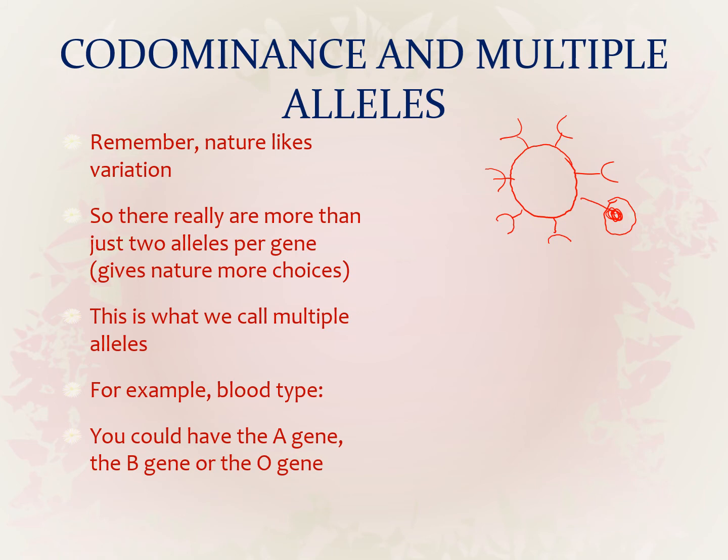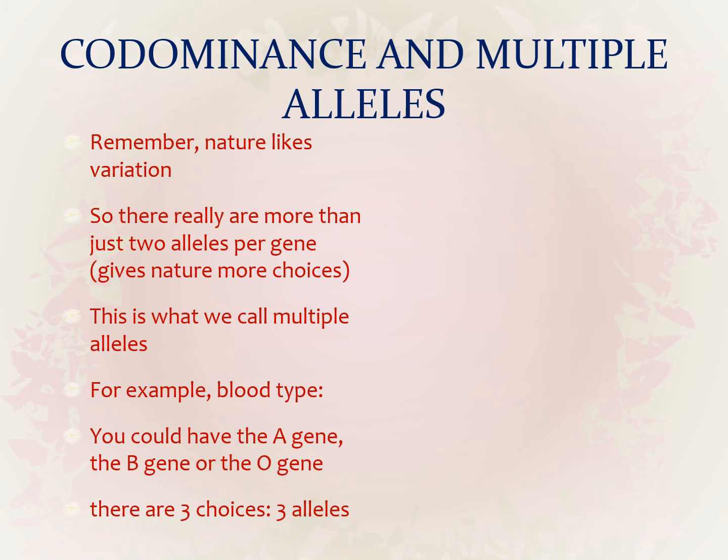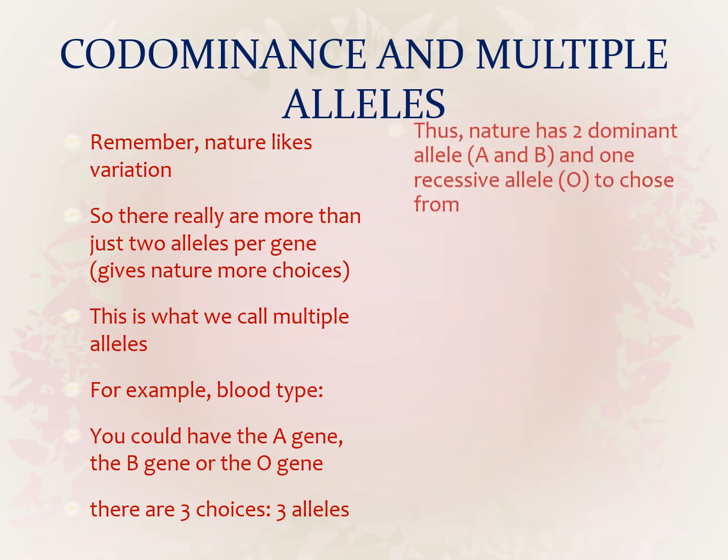While some people didn't have any extra protein on them, so 0 extra proteins on them, and that's what we now call O. So you could have the A gene, you could have the B gene, or you could have no extra gene on you at all. So these are your multiple alleles. So we have 3 choices, we have 3 alleles.